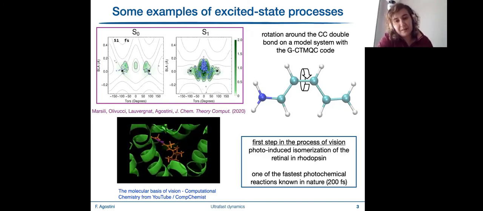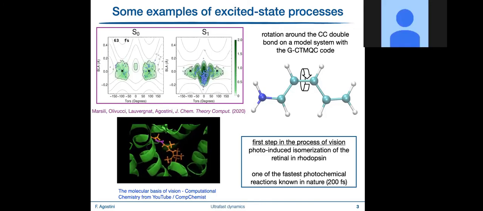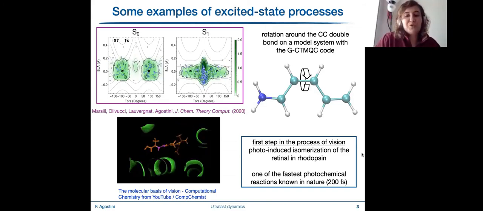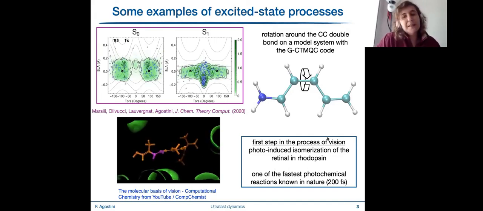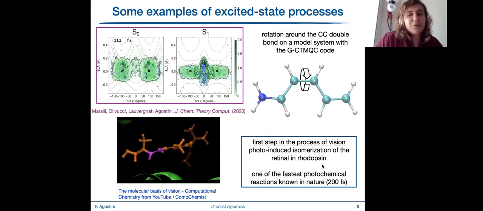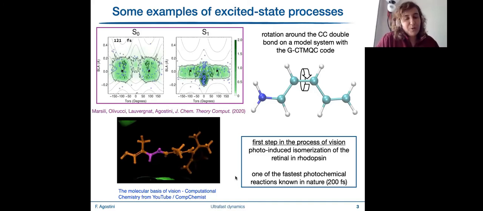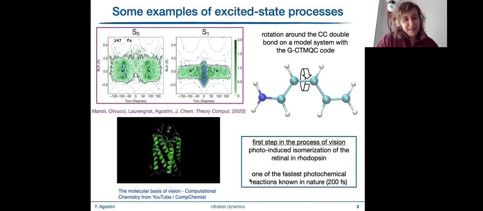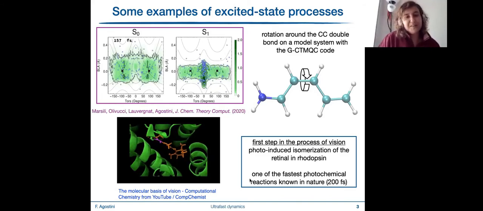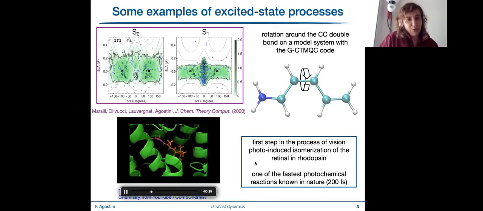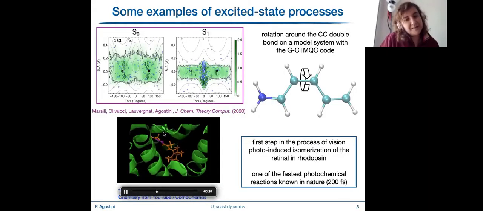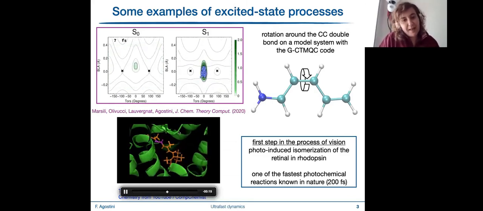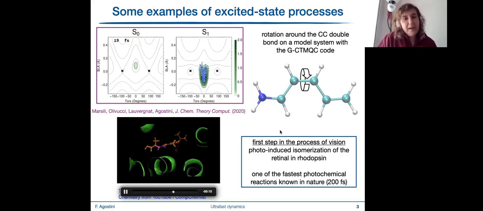The first situation is a prototypical process that is often used as an example of an excited state process: the photo-induced isomerization of the retinal in rhodopsin, which is the first step in the process of vision. It is one of the fastest photochemical reactions known in nature. You can see the process in this movie. I didn't make this movie, I took it from YouTube, but I found it very nice because it shows everything that happens with the full system. Here in green you have the rhodopsin protein, and in the cavity inside there is a retinal molecule. When it is irradiated with visible light, it gets excited electronically, and an isomerization takes place.